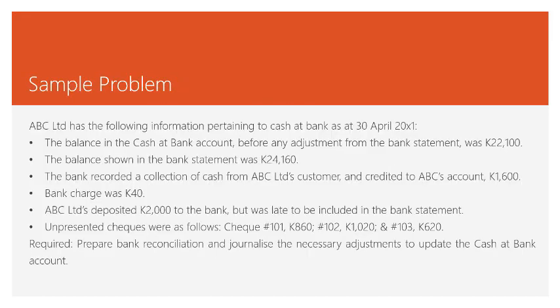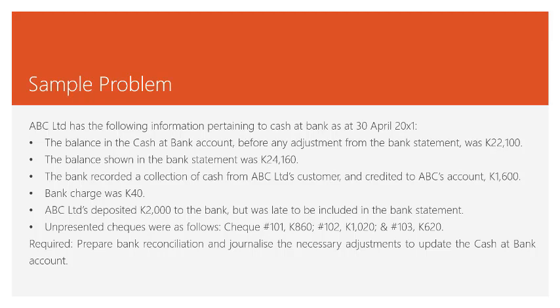Alright, so we have a sample problem here. ABC Limited has the following information pertaining to cash at bank as at 30th April 20x1. Take note that we had already done the ticking of the amounts or items in the bank statement, cash ledger, cash journal, and cash receipt and cash payment journal. After we did that, these are the information that we have.